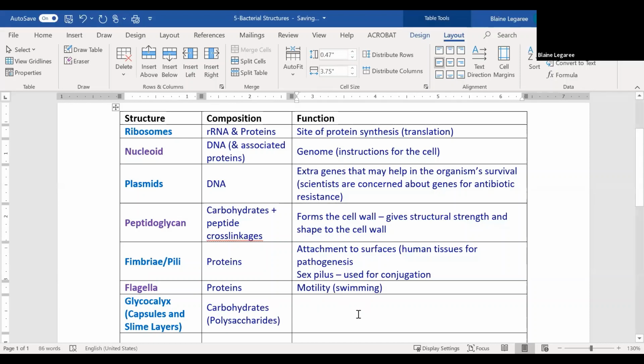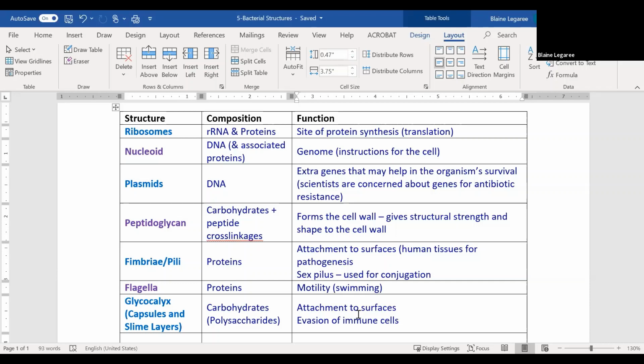Now, what is the function? Again, we have attachment to surfaces, and we have evasion of immune cells. Evasion means escape or eluding capture or something like that. You can look it up in a dictionary.